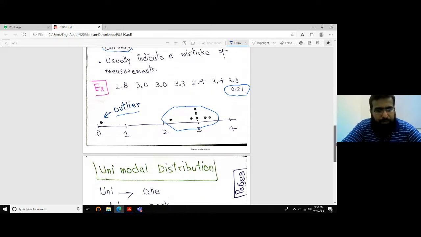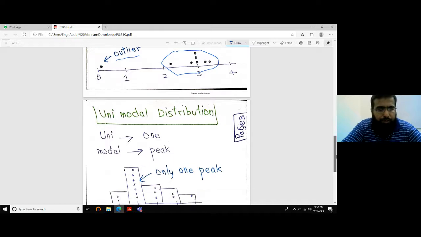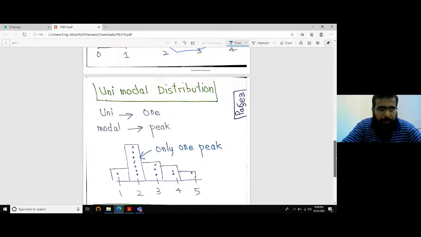Right. So the last thing for this lecture is unimodal and bimodal distributions. There can be two different types of distributions. We have already studied that histograms or relative histograms give us an idea of the distribution of data. How many are the points between these two limits? How many are between these two limits?